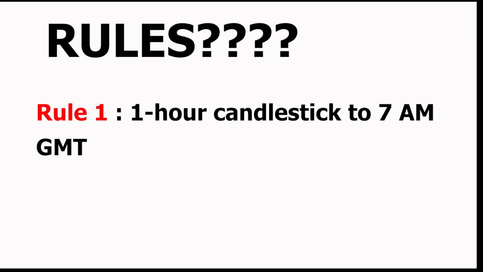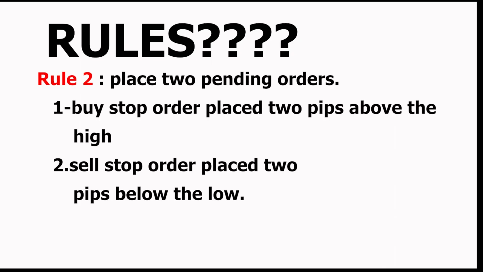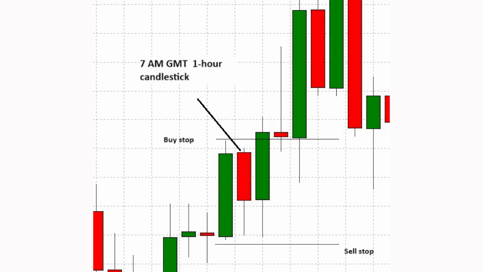Now let's state the rules of this strategy. Rule 1. Set a 1-hour candlestick to 7 AM Greenwich Mean Time on your chart. Rule 2. When the 7 AM Greenwich Mean Time 1-hour candlestick ends, you should place 2 opposing pending orders. The first pending order is a buy stop order placed 2 pips above the high, and the second is a sell stop order placed 2 pips below the low.